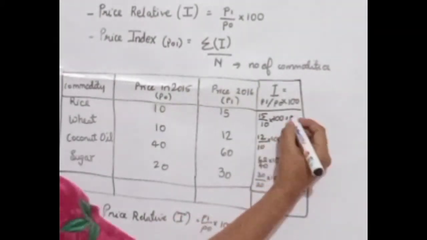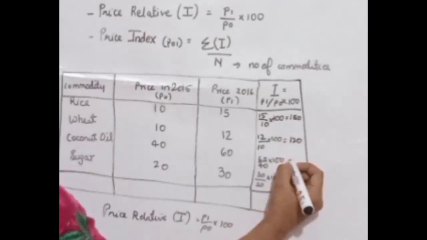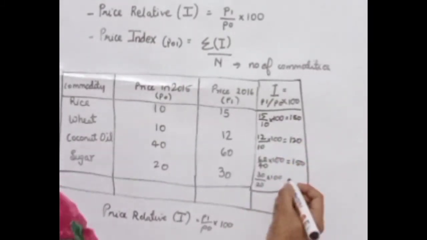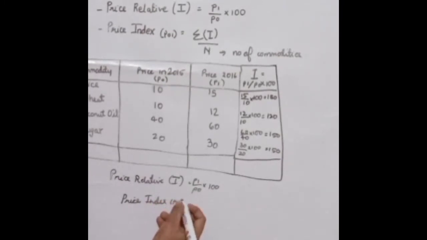So the answer is 150, 120, 150 and 150. For finding the price index using the average method, the formula we have is summation of I by n.